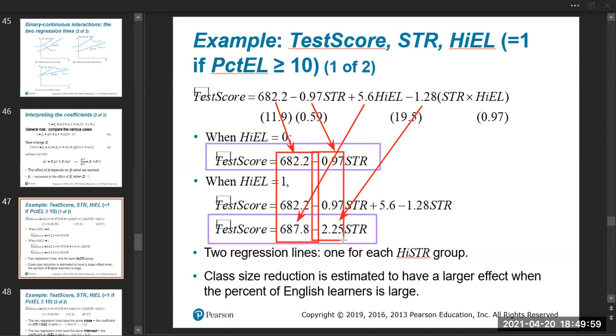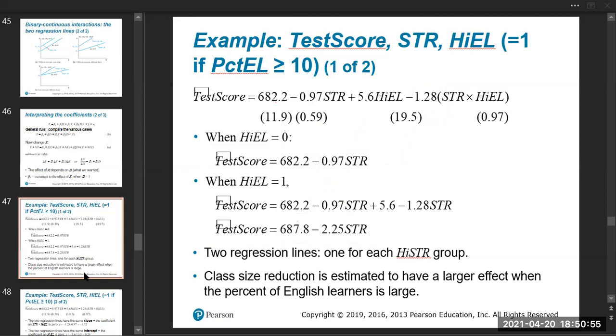So how do we interpret it? We would simply say that class size reduction is estimated to have a larger effect when the percentage of English learners is large. Because when high English learner equals 0, the effect is only minus 0.97, while when high English learner equals 1, the slope becomes minus 2.25. Is this significant? The answer is no. You can take beta 3 and the standard error of beta 3, calculate the t statistic, and obviously it's not significant. I'm not going to calculate it, but it is not significant, even though your story is right.